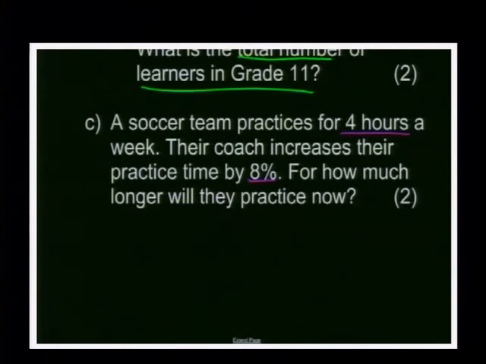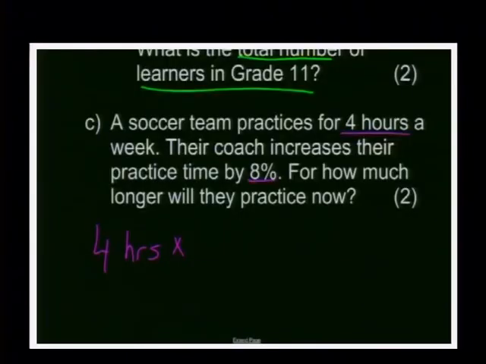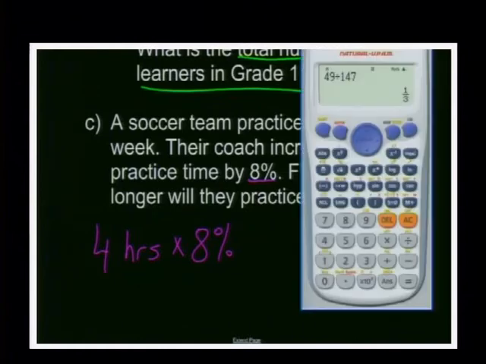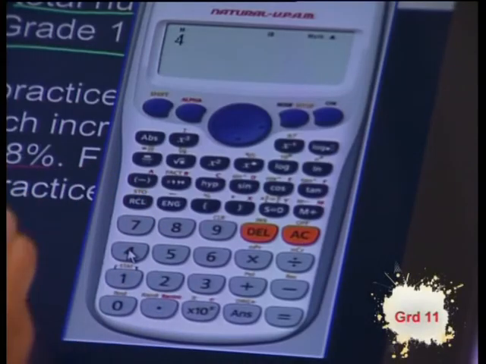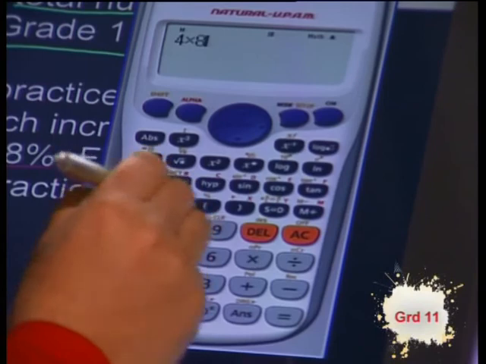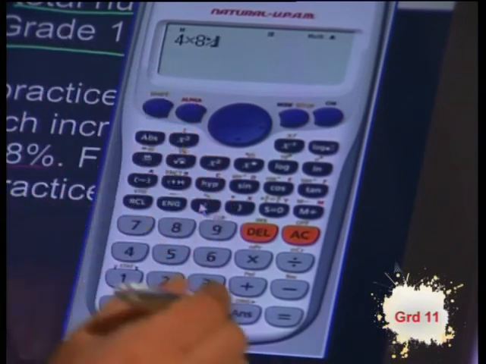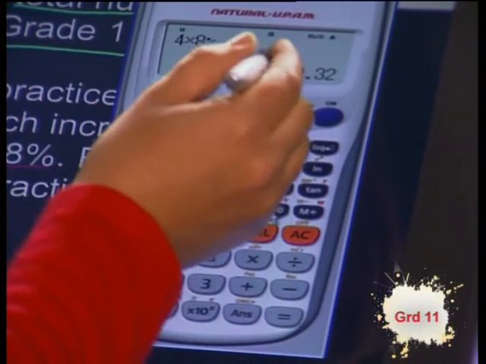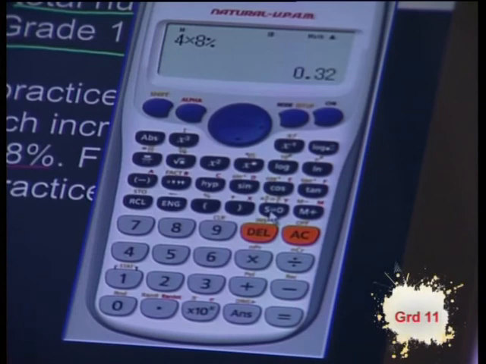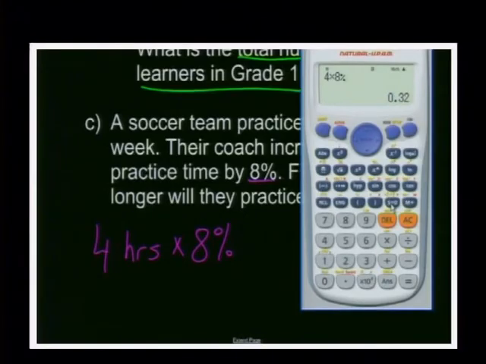They're practicing at the moment for 4 hours. He's increased it by 8%, but remember, whenever we deal with percentage, we need to multiply. So we're going to take our 4 hours and times it by 8%. And let's see what answer we get there. So 4 hours, leave out our hours, times by 8%. And we get an answer of 0,32. So need to discuss that with you for a second.